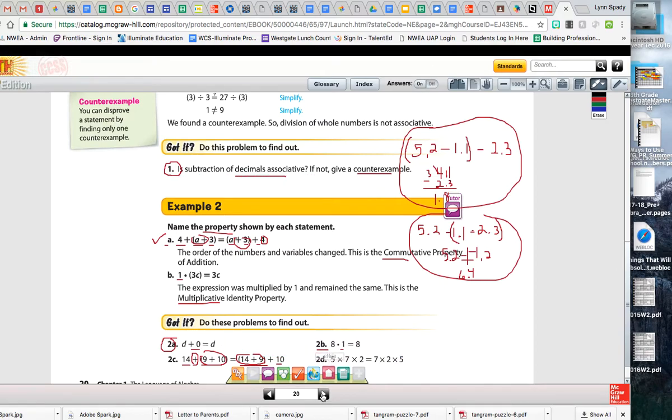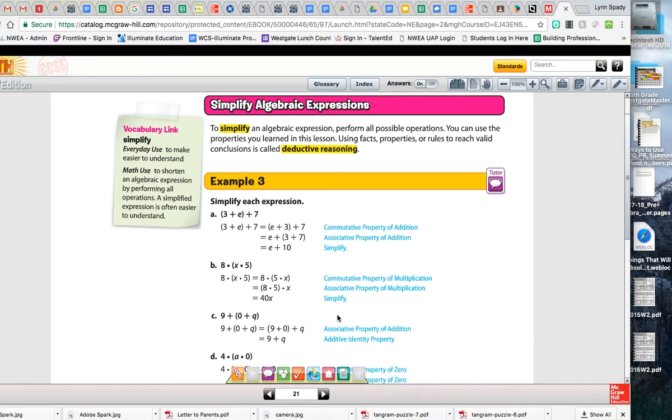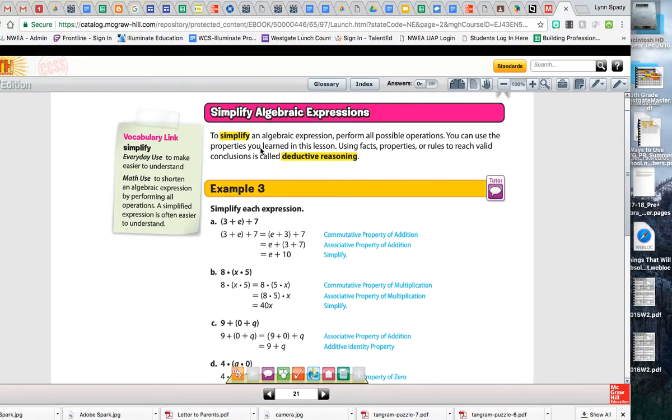Going on to the next page, we're going to do one more example here. At the top of page 21, we have another vocabulary word, which is simplify. And simplify just means that we're going to make it as simple as possible. Okay, so I don't say that I'm 40 plus 2 years old. I say that I'm 42 because I'm going to simplify as much as I can. Same thing with algebraic expressions. Take it down as far as you can.